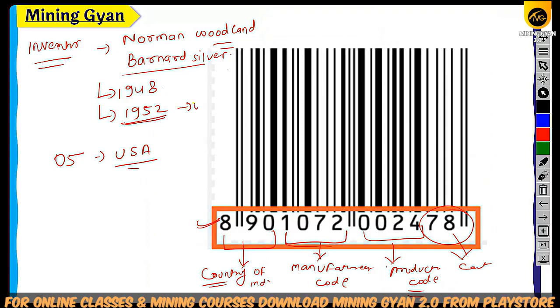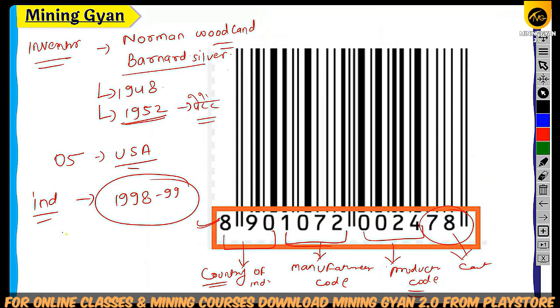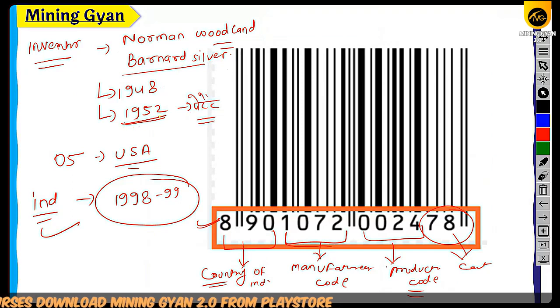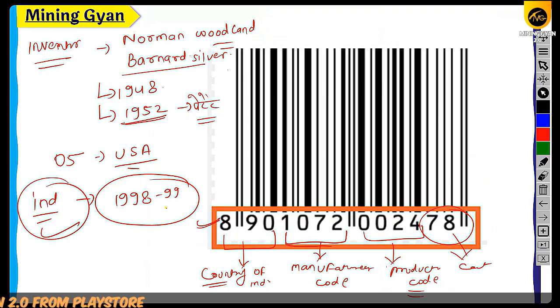In India, it was introduced in, sorry, 1999. So the barcode's inventors, Norman Woodland and Bernard Silver, invented it in 1948 and patented it in 1952. And in India, it was introduced in 1998-1999. Okay, so this is more than enough for the barcode.